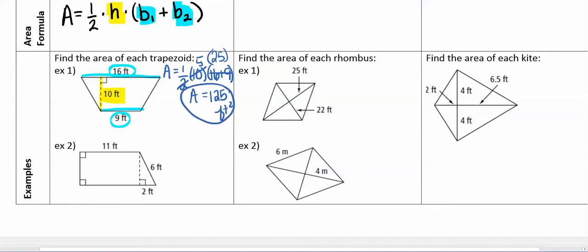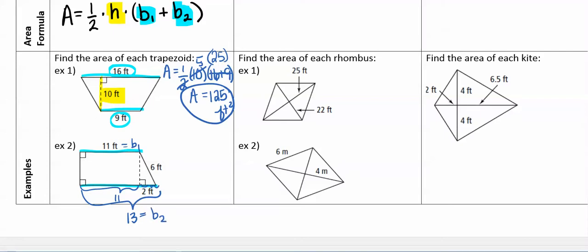There's our answer. Now I included a second problem because it's a little bit more difficult. Looking at our bases, I see this one right here is 11, but then what's this one? Well, it's not that difficult. If we just look, we can see this is 2, and since this is a rectangle, we can see the right angles. This is also 11. So that makes the whole base 13. Okay, so I have my B1 and my B2 now. I need H though.